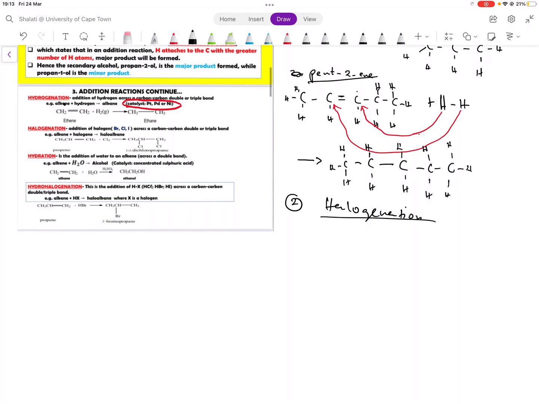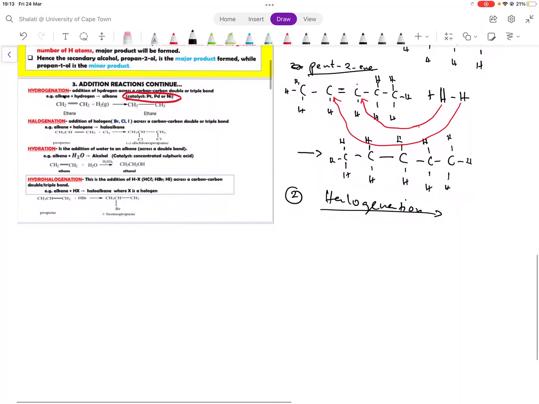Okay, halogenation. Halogen tells you that you will be adding a halogen. So halogenation is the addition of a halogen, which is very nice. The first example I'm going to use, I like propane, so I'm going to use propane. Or I can use a butane. Okay, let's use a but-2-ene.